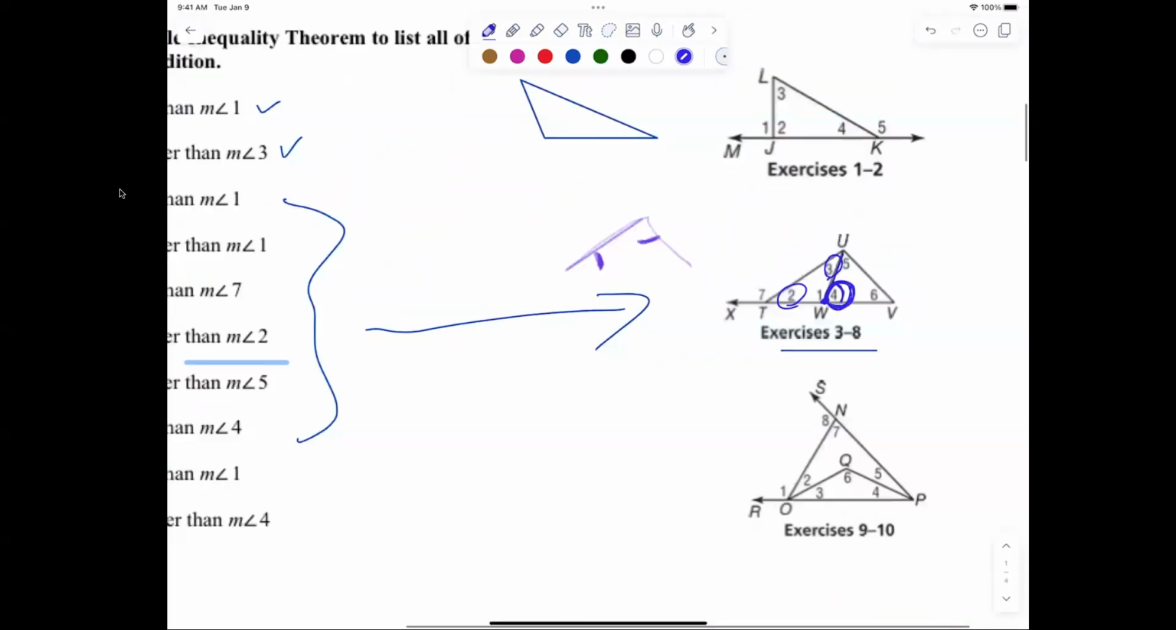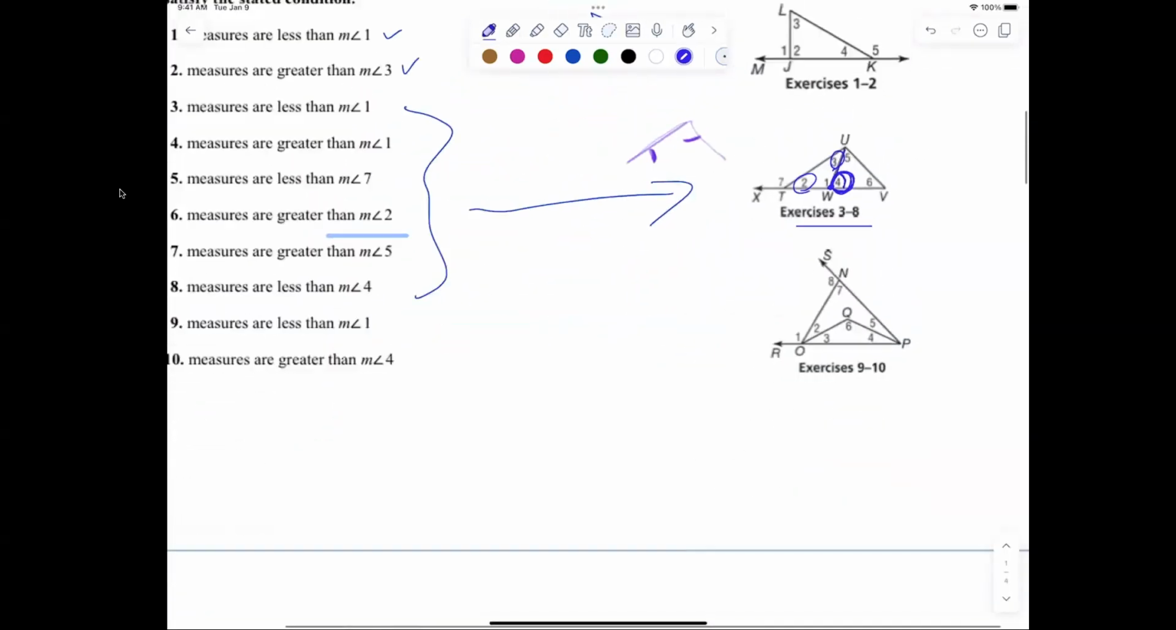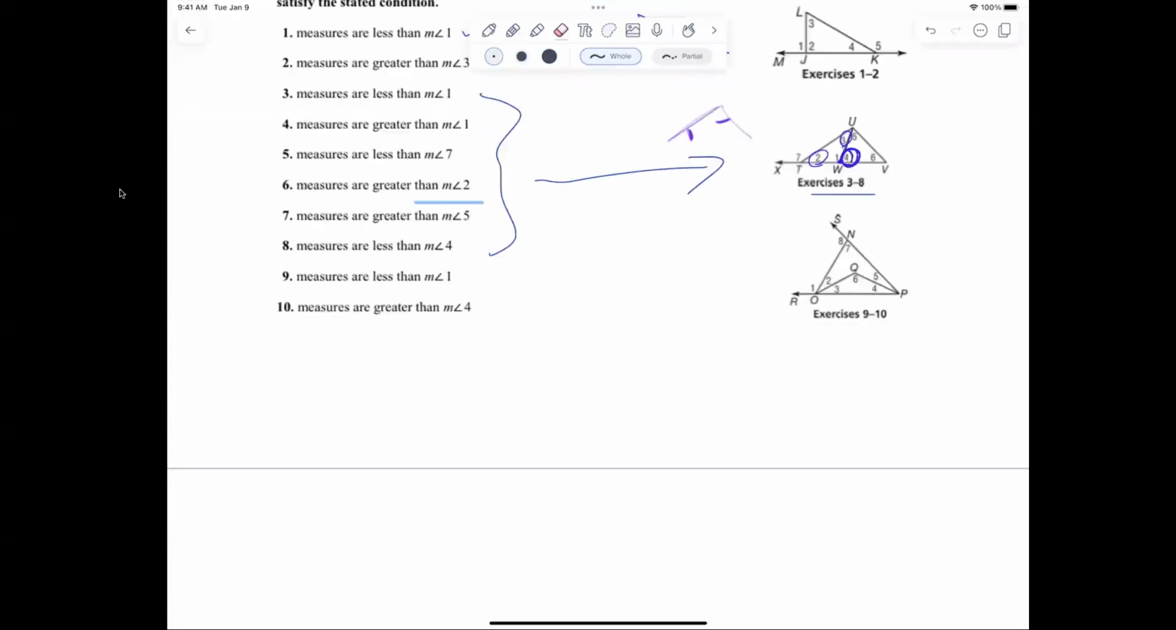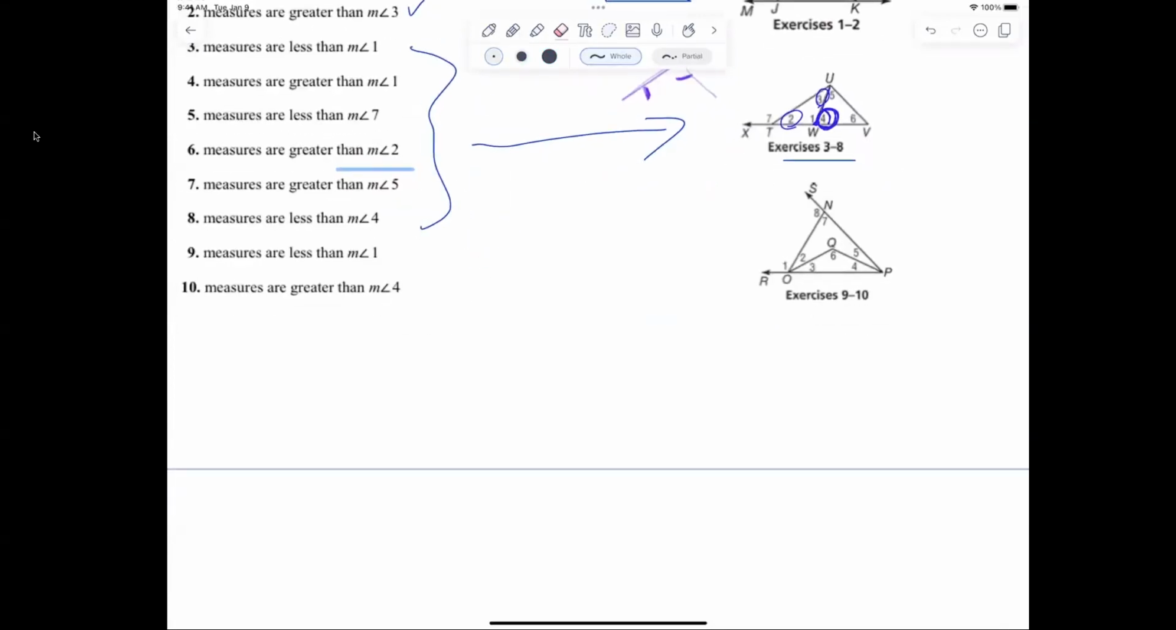All right. 9 and 10. All right, take your time. Let's see if you understand what I'm talking about. Measures, don't say it out loud. You try to answer 9 and 10, and then let's see if we can come up with the same answer. Pause the video for a minute. I'll give you a minute.